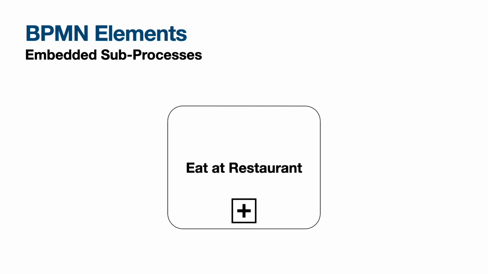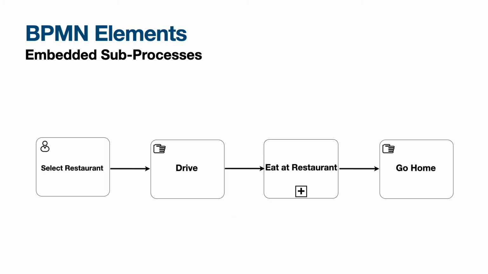Let's transform this into an embedded sub-process. A sub-process is an activity whose internal details have been modeled using activities, gateways, events, and sequence flows, which is exactly what we just did. Right now, our sub-process is collapsed, which means the internal details are hidden. Think of a plus sign as a button to expand what's hiding behind the container.